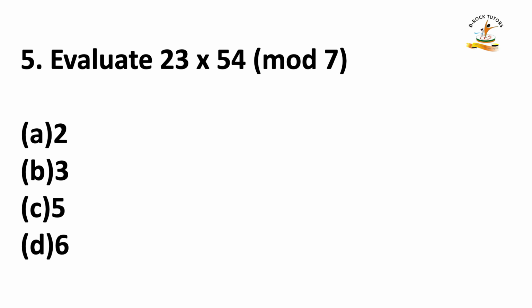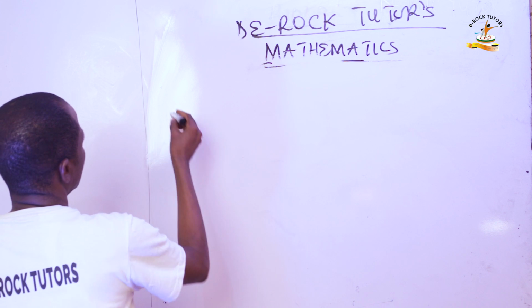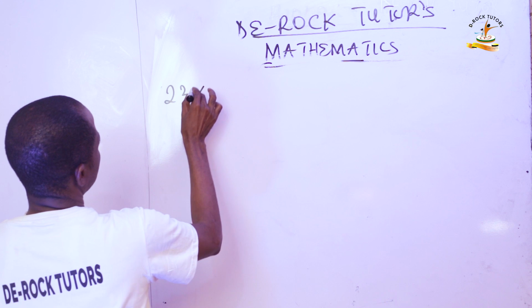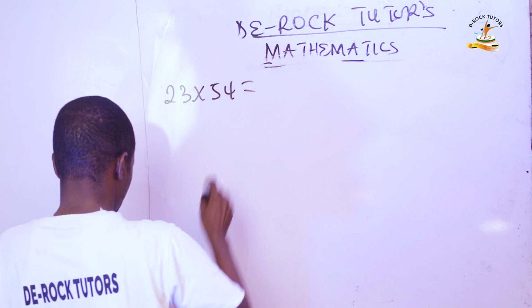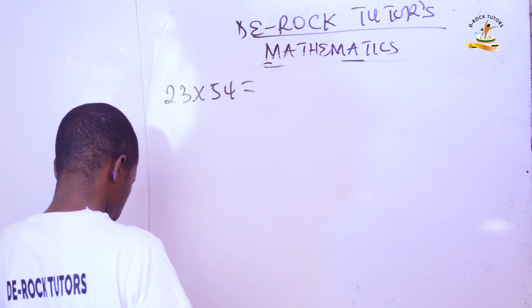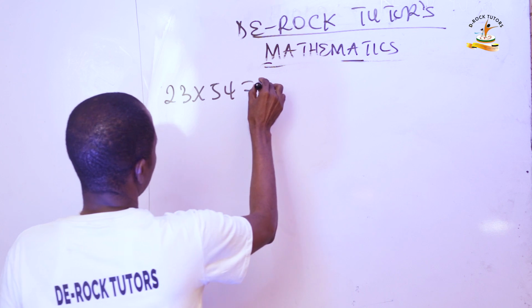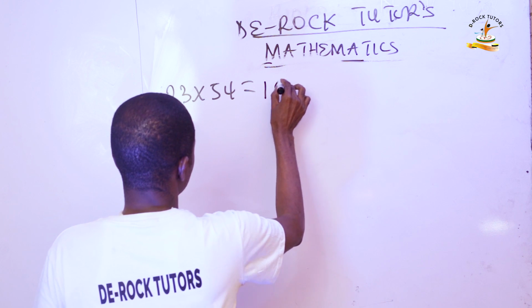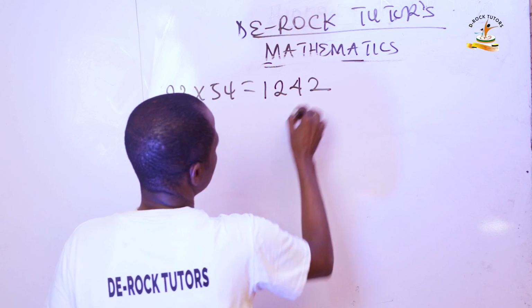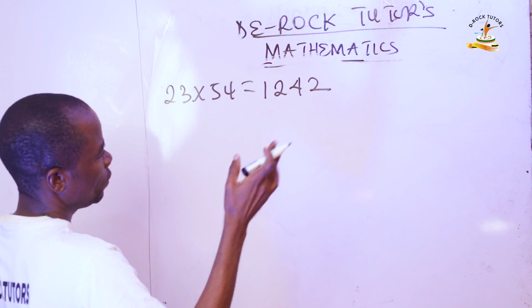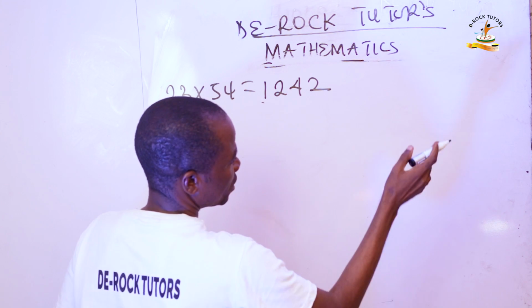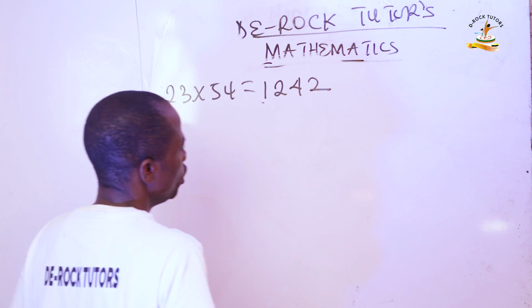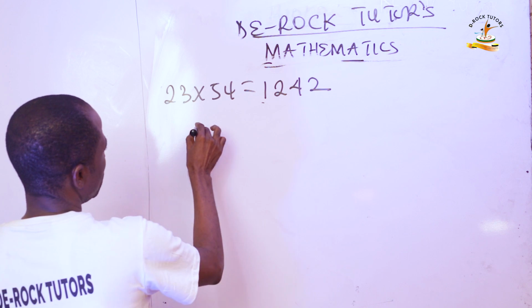Let's find out what the product of 23 and 54 will be. That will be 23 times 54. That will give us 1,242. And the next thing now is to divide this product by 7. And then we look at what the remainder will be.